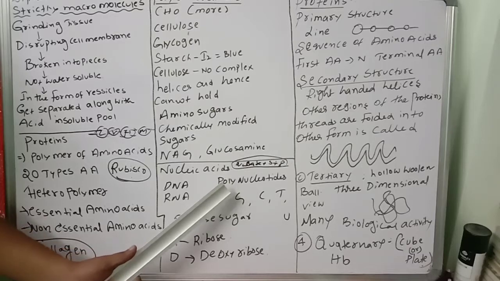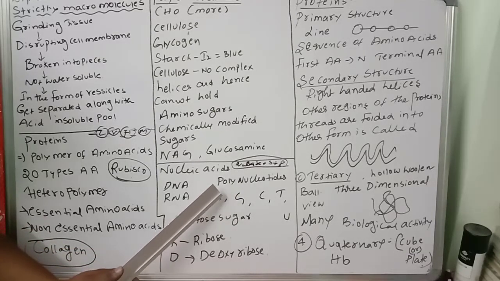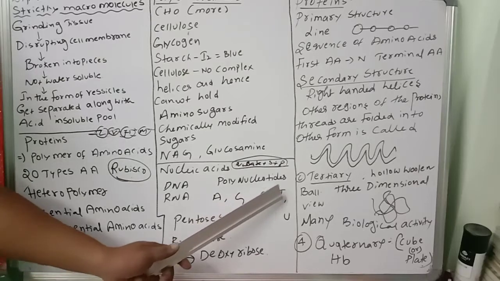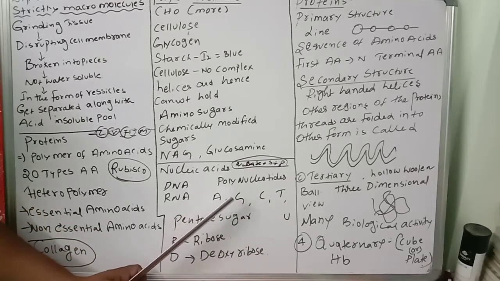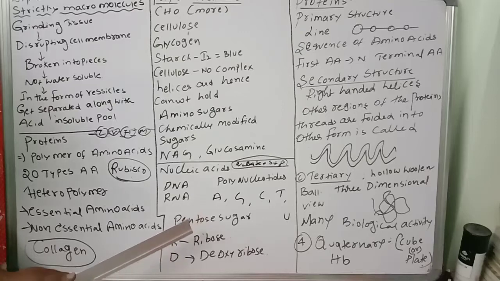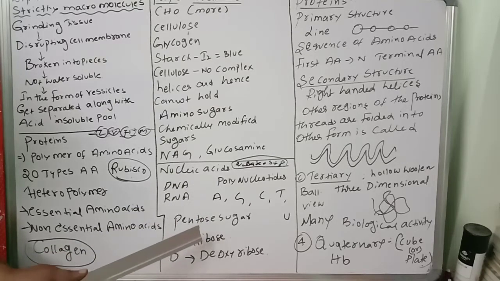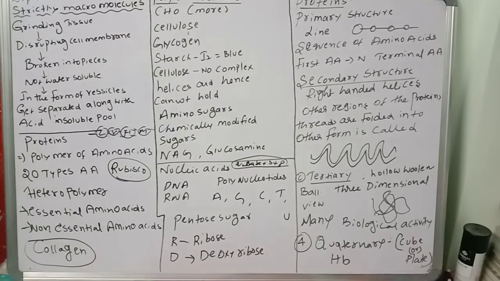What are the nitrogen bases here? Adenine, guanine, cytosine, thymine, uracil. These are divided into purines and pyrimidines. Adenine and guanine are purines. Cytosine, thymine, uracil are pyrimidines. The sugar which is present is the ribose sugar we are discussing, which is nothing but a pentose sugar. D means deoxyribose, and like that there will be structures.